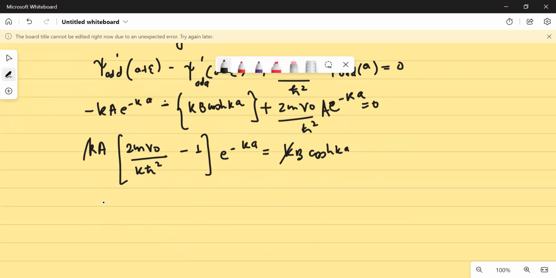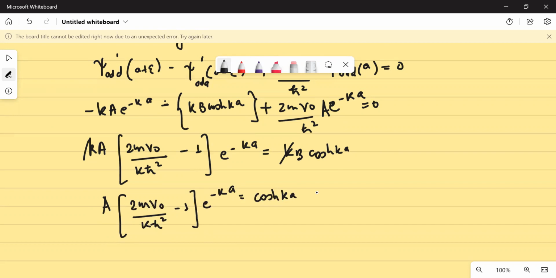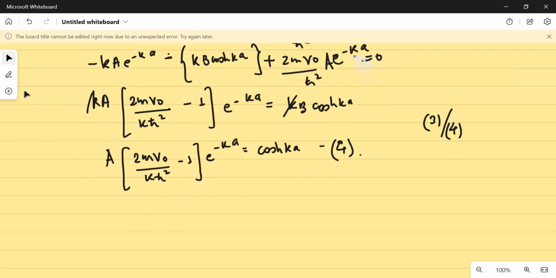Overall, you are left with the term called A. So this is your equation number 4. Is that clear? So what we can do is probably we can remove this term by dividing 3 by 4, or 4 by 3, whatever suits you. So if I divide 3 by 4, what I would get on the right hand side is tan hyperbolic Ka.